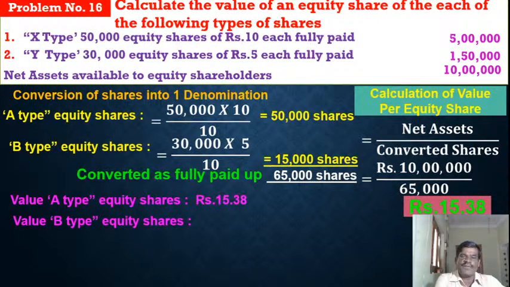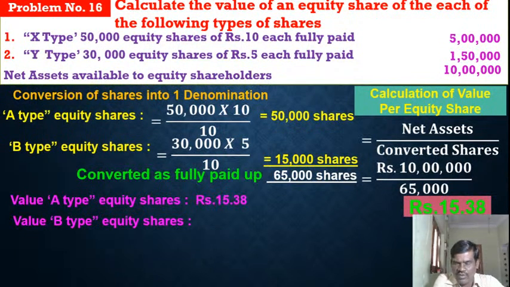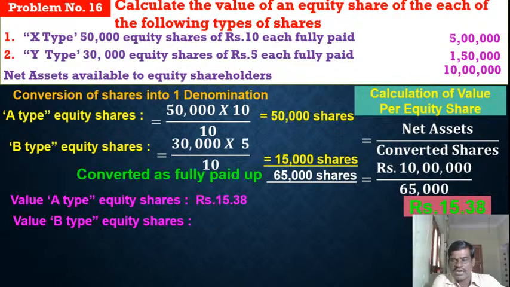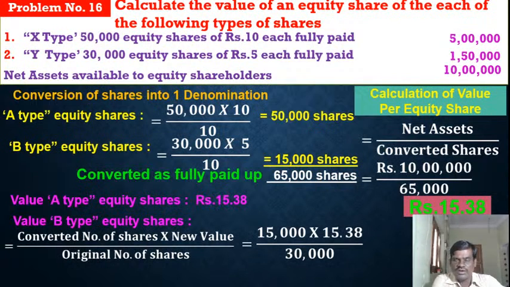Okay, value of B type equity shares. What is the formula? Converted number of shares into new value divided by original number of shares. Converted shares.